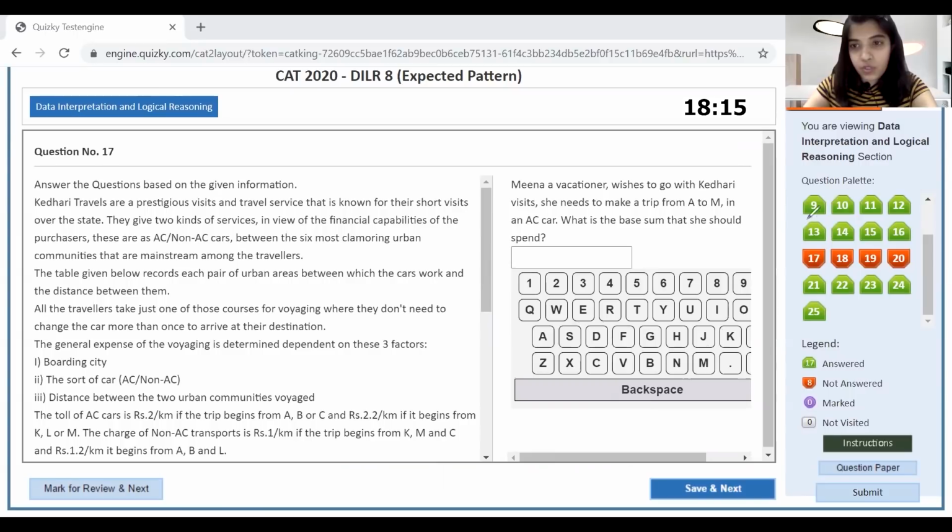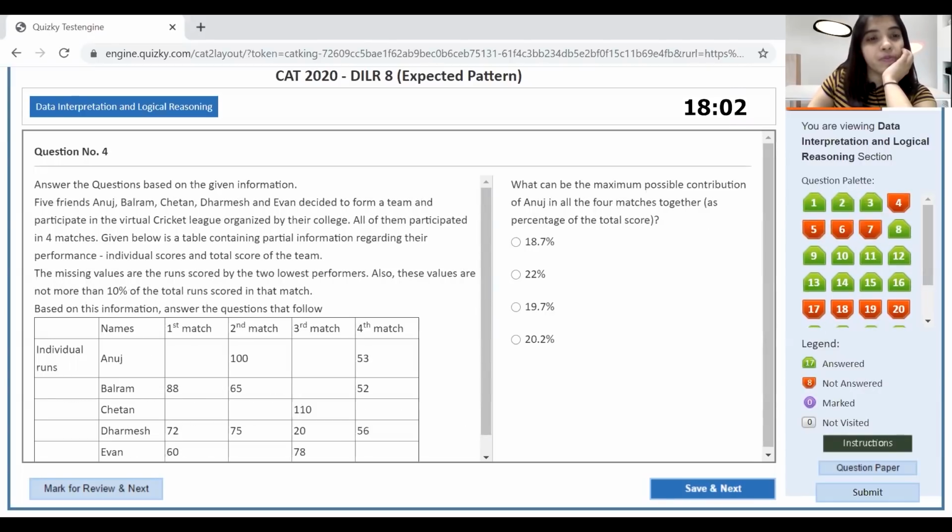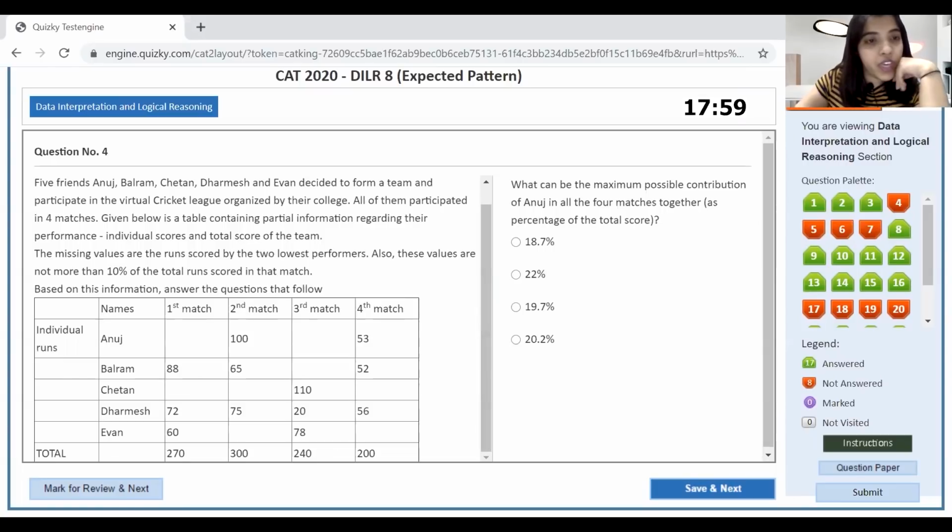Okay, let's do this one first. Prestigious visits and travel service that is known for their short visits. Actually, let's do the previous one first. So we have 5 friends participate in 4 matches, table containing information. So we have 2 lowest performers. These missing values are 2 lowest performers, and they did not score more than 10% of the total runs scored in that match. Fine. Let's work with it.